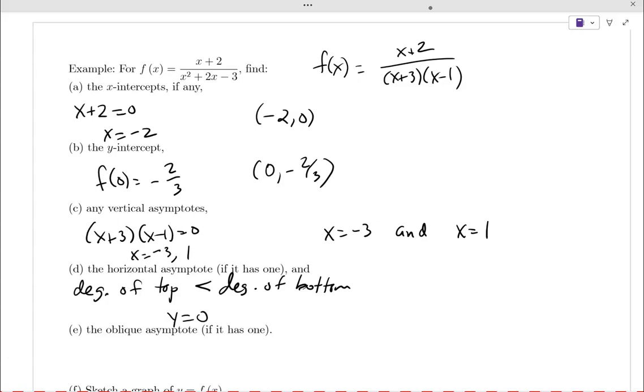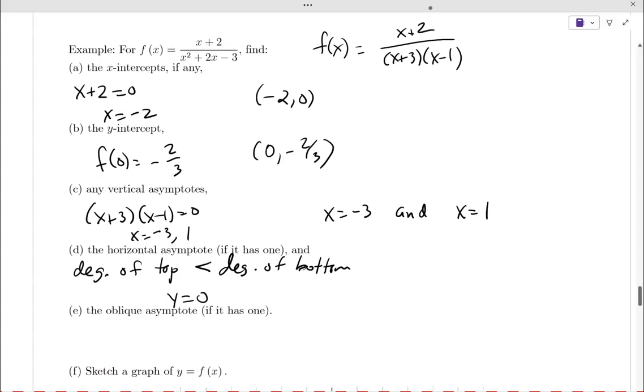If it has a horizontal asymptote, does it have an oblique? No. Again, oblique is a very special case, right? Degree of the top has to be exactly 1 more than the degree of the bottom. Very special case. So far, so good.